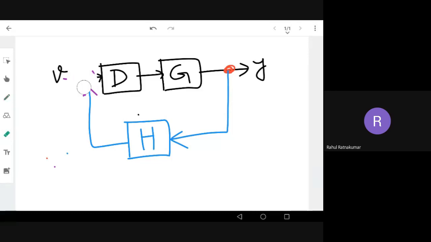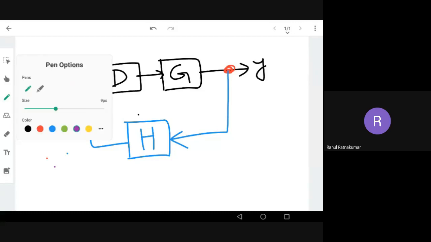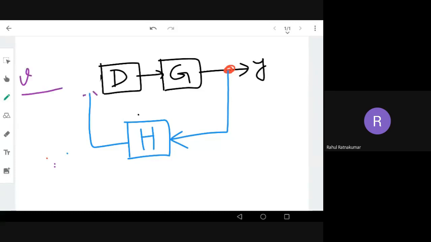Why are we subtracting? Because we need to know how much error there is. We are expecting some output and we want to know how much error is there in the output compared to the input. V is the input, and we are checking whether my output has achieved the desired level. So I'll use this to subtract my output. This is plus, this is going to minus, right?